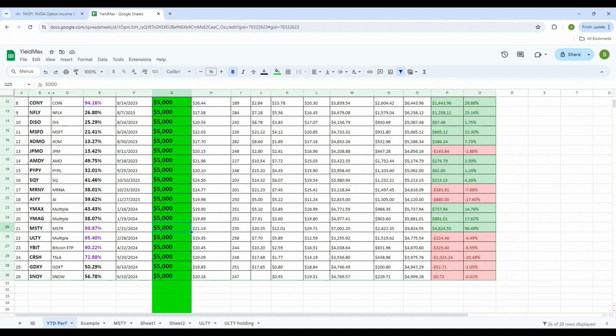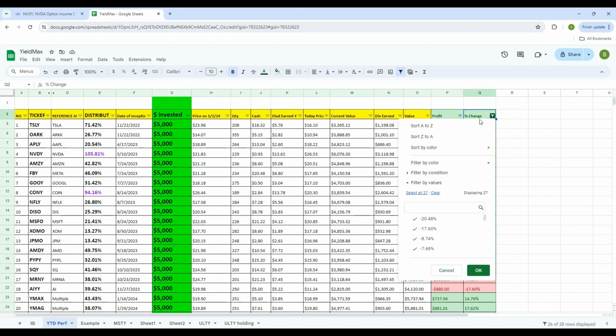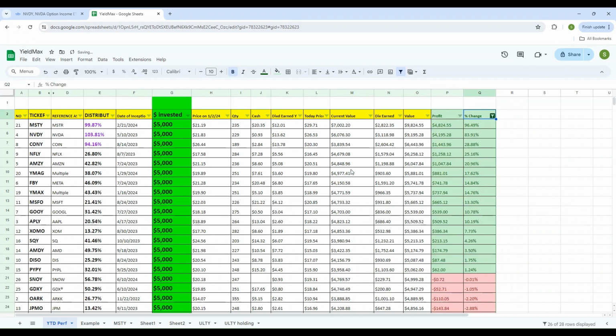Invested $5,000. This was the price of the stock when it was initially launched. This is the current price, total dividend earned, and based on that, this is what I came up with. So let's see which are the top three best performing percentage-wise. Let's go from Z to A. MSTY is the best performing YieldMax ETF with a change in value of 97%. You almost double your money if you invested at the beginning of the year in MSTY.